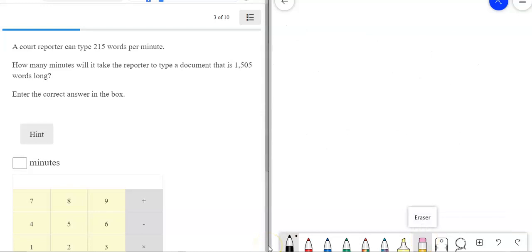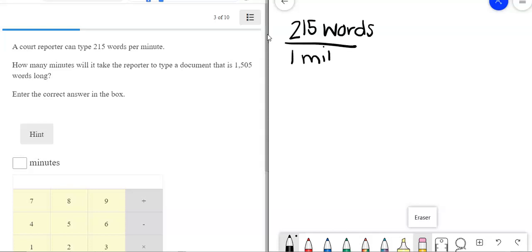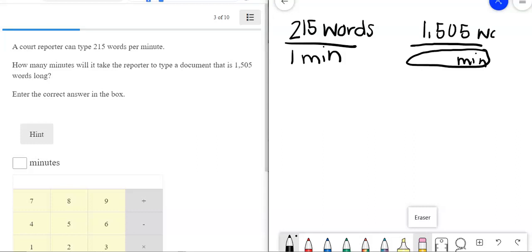Okay, this one, a court reporter can type 215 words per minute. So I have 215 words over 1 minute. In your book, this is problem number 6. How many minutes? So already I know I need to find this because it said how many minutes. How many minutes will it take the reporter to type a document that is 1,505 words long? So I have to figure out what I can multiply 215 by to get 1,505. So I'm going to take a number down here and multiply it.